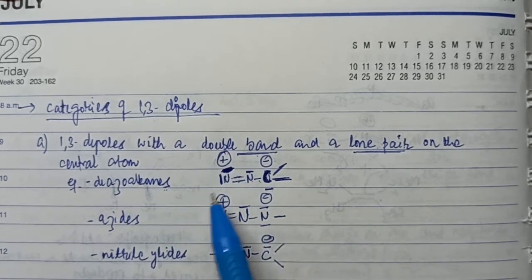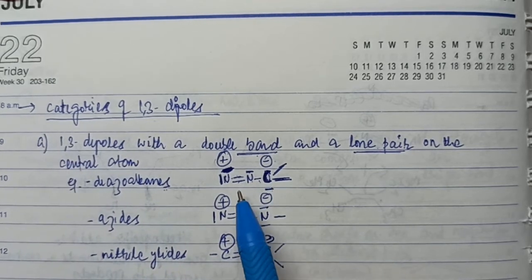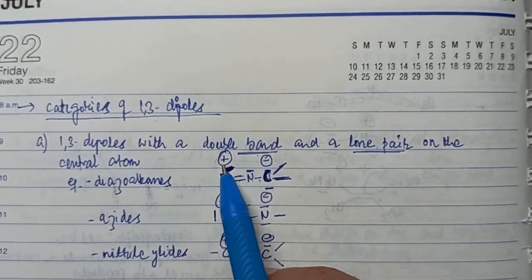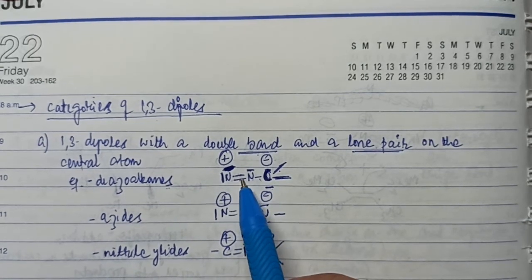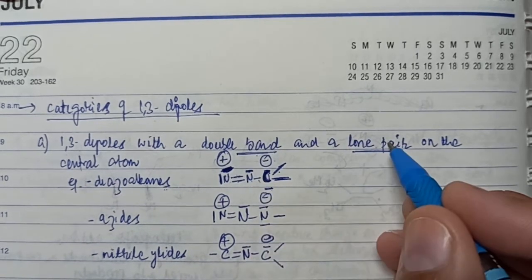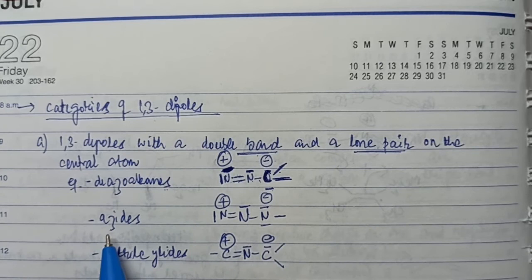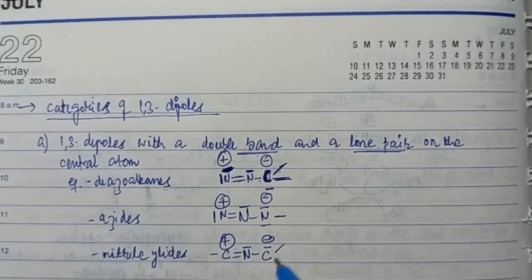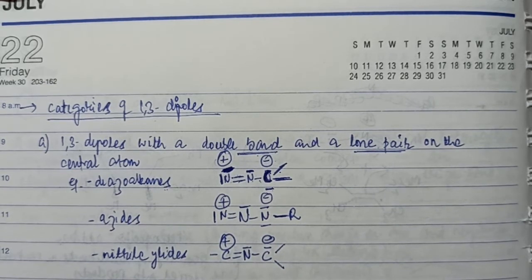So we can find a system, a first category of 1,3 dipoles, in which I have opposite charges on the first and third atom. So it is a 1,3 dipole. We have a double bond between the atoms, that is what is required. And secondly, we should have a lone pair on the central atom, for example in diazoalkanes. Similarly, as in the case of azides, this nitrogen is bonded to some other, let's say, carbon atom or something.